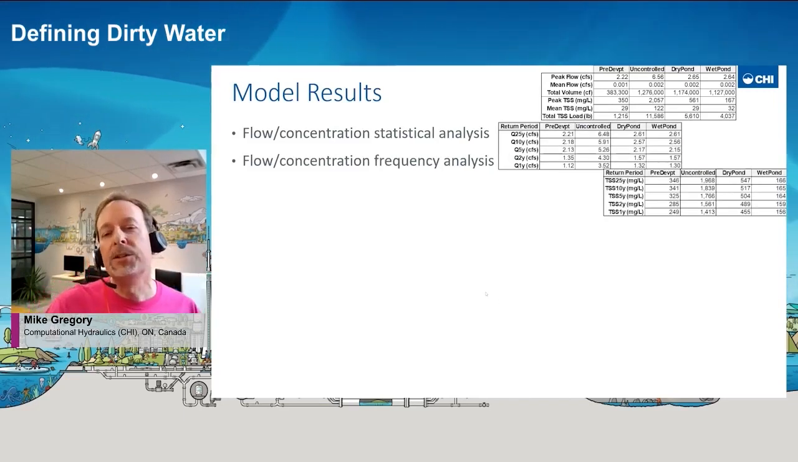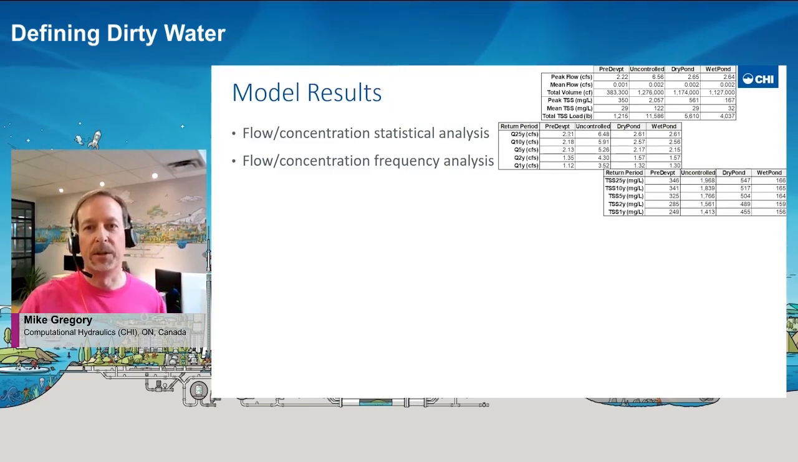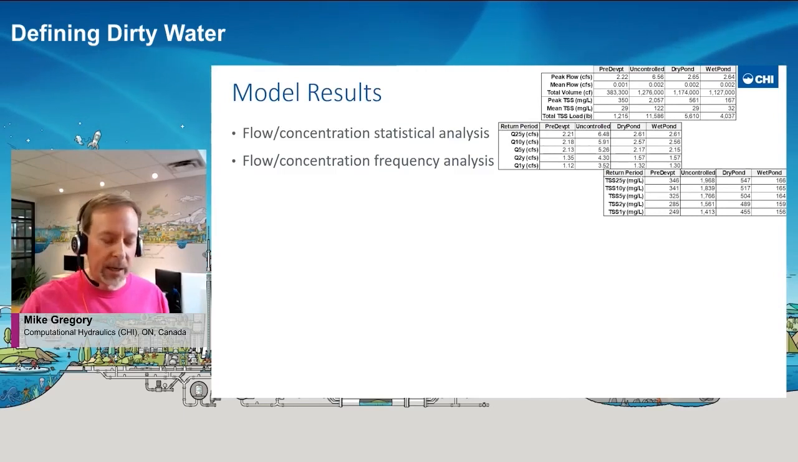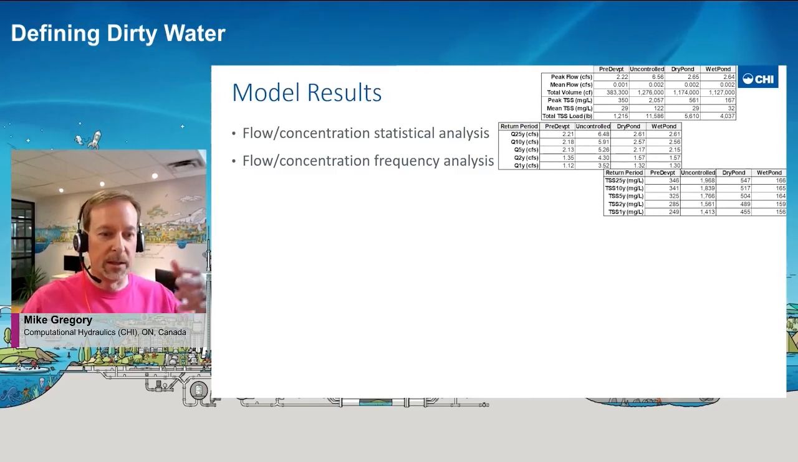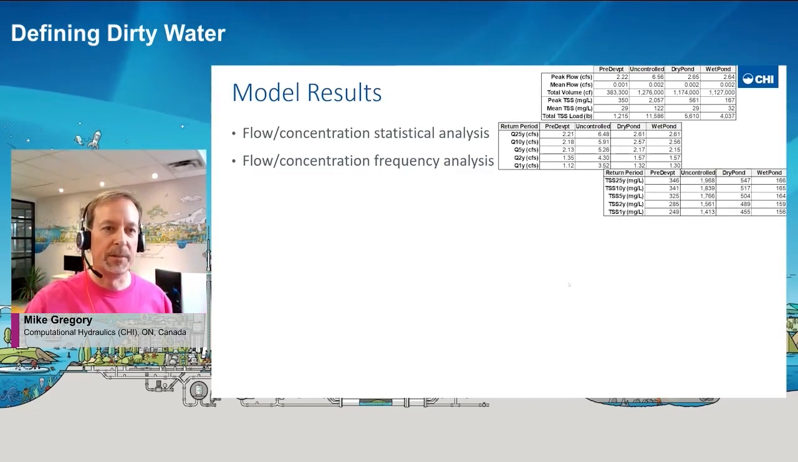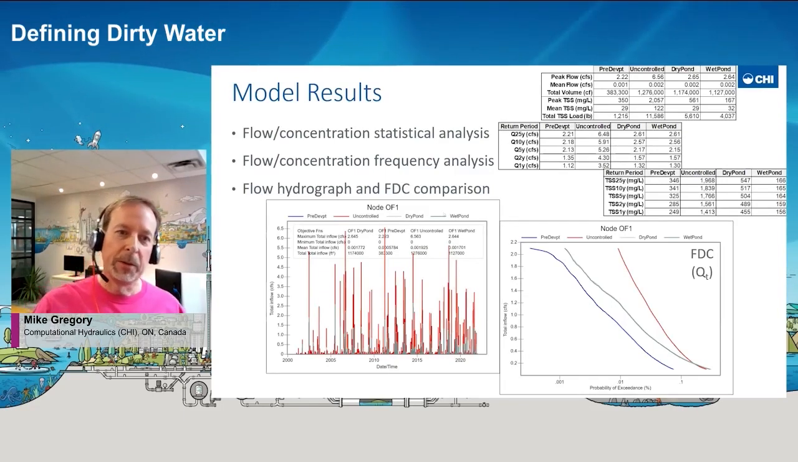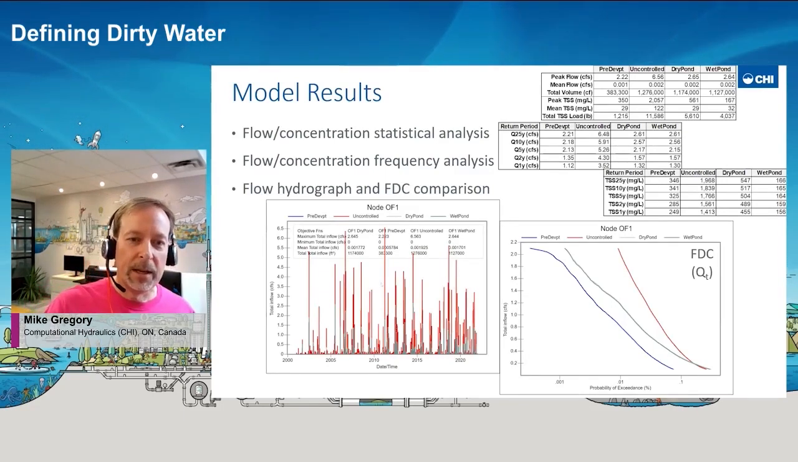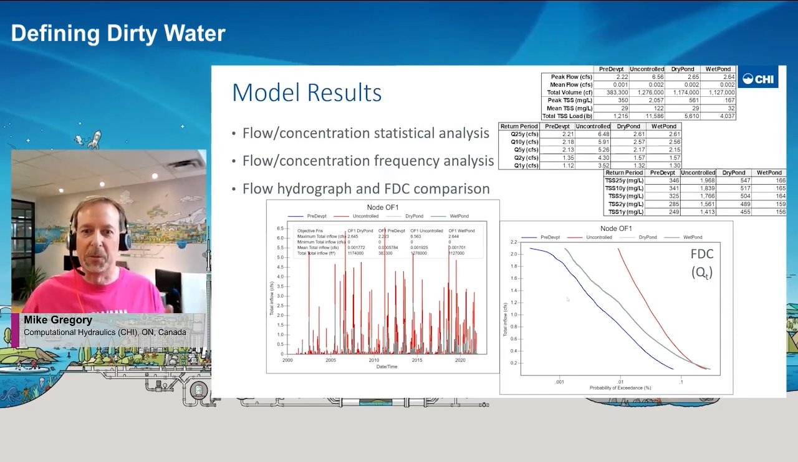And then you can do your frequency analysis to attach return periods to each of those scenarios: pre-development, uncontrolled, etc. Same thing, you can attach return periods to each of those scenarios for the peak concentration of TSS. But what I really want to talk about is the flow duration curve. So here we go. If we look at the flows over a long period, it's hard to see visually what that represents. It's much easier to see what's going on with the flow duration curve.